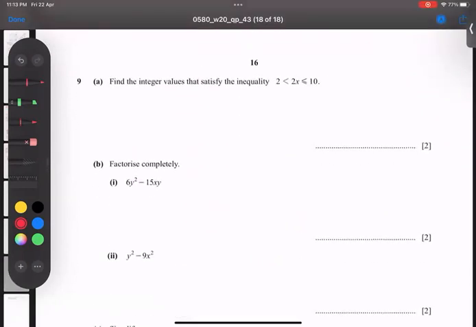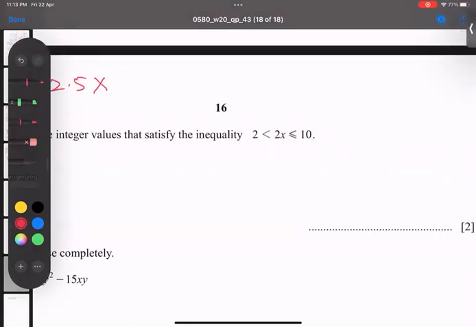Question is clear. Find the integer values. Integer is always without decimal. 2.5 is not an integer. Wrong. Whole numbers like 7, 8, 10, 12. It can be positive, it can be negative. Make sure, but a whole number. So this question we have. If I divide the whole equation by 2, by 2, by 2.